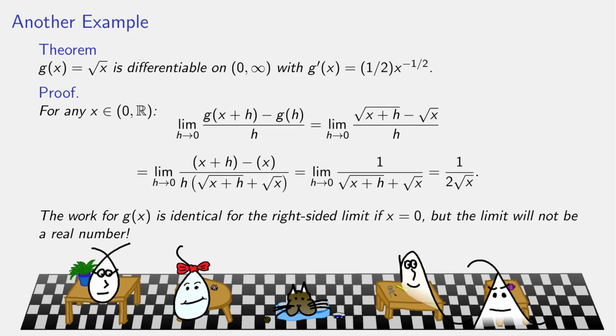Now, if we wanted to take a right-sided limit at 0, because note the domain of g of x includes 0, but I only said it was differentiable on the interval that doesn't include 0. At that left endpoint, we can take the right-sided limit. However, if you do, the limit will not be a real number, it will be positive infinity. And remember, we only said that derivatives existed when they were real numbers.